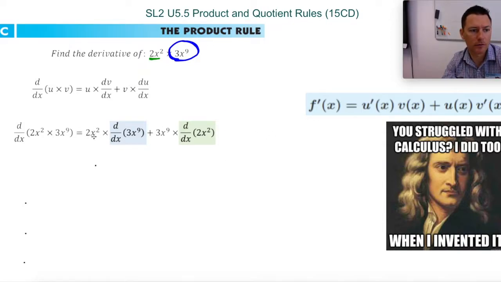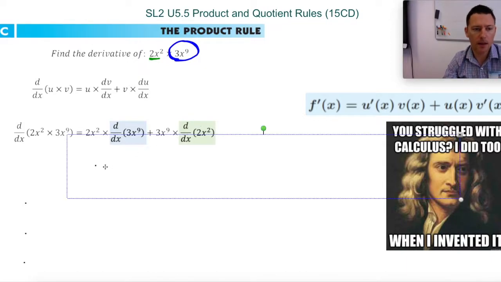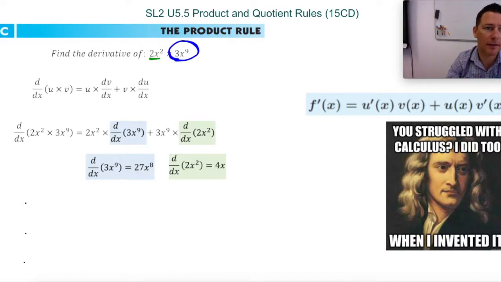So this is the first part times the derivative of the second plus the second times the derivative of the first. And we can say that this derivative is 27x to the 8th, right? You said 9 times 3 gives you the 27, and then decrease that power by 1. And likewise, this is 4x. So now let's put the pieces in that we need.